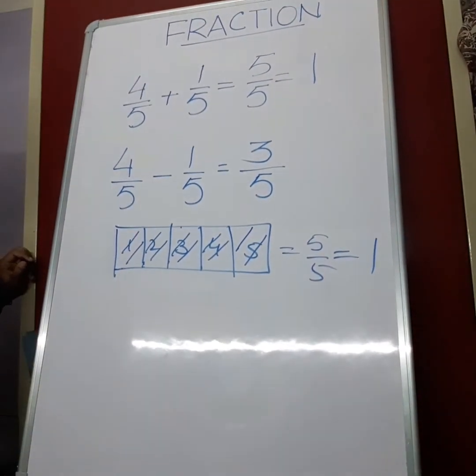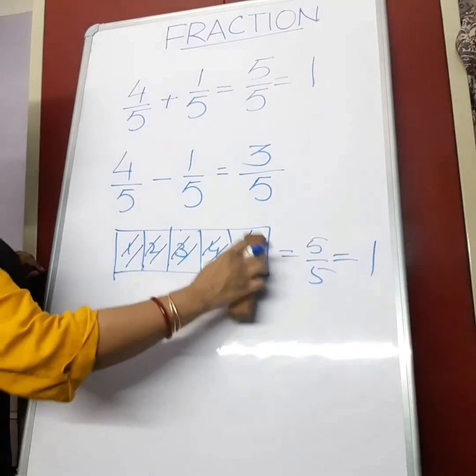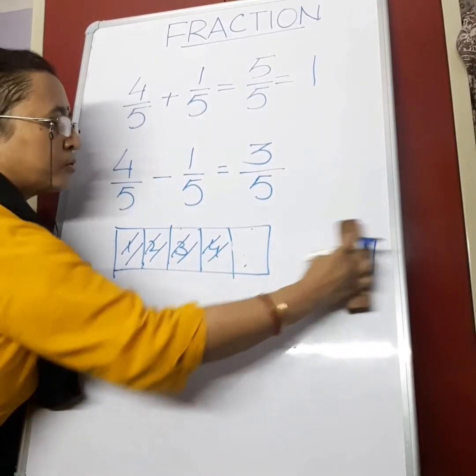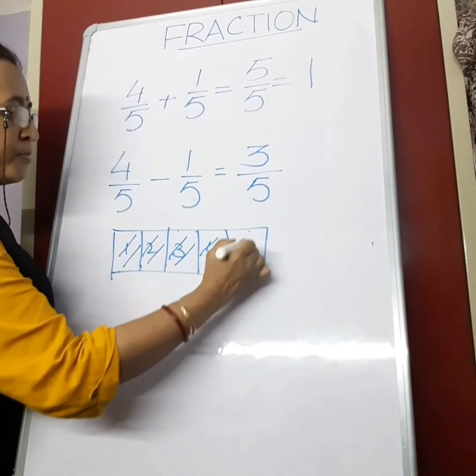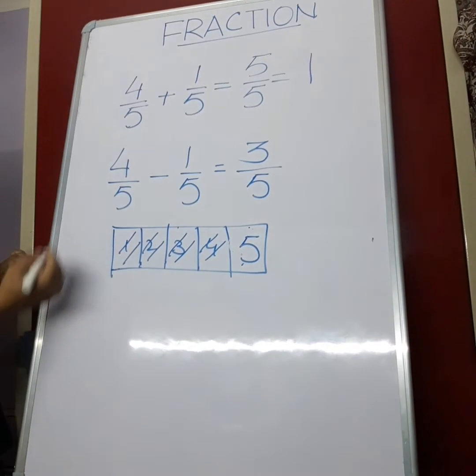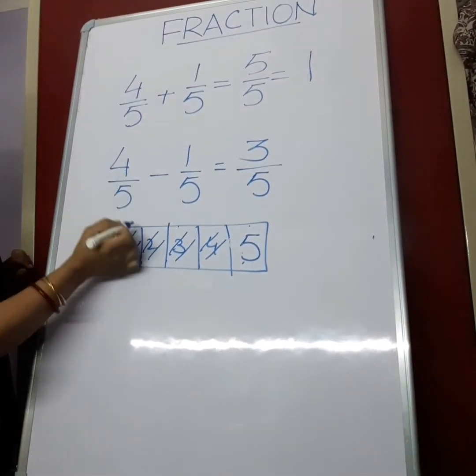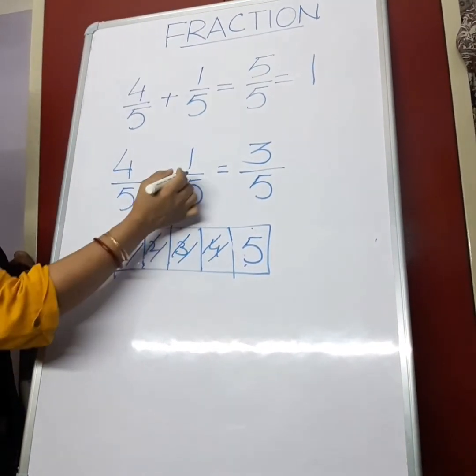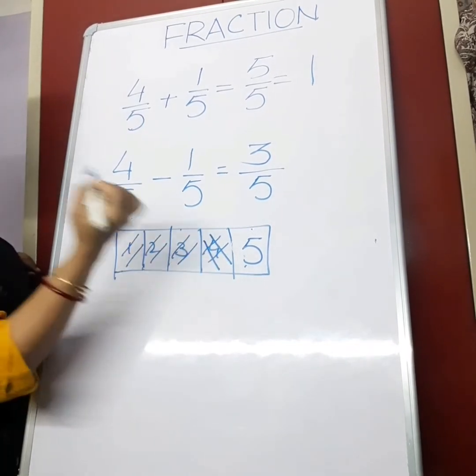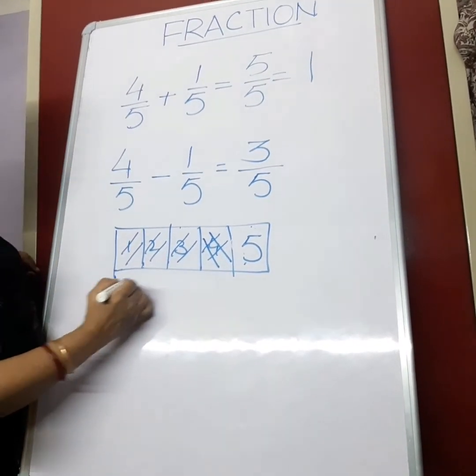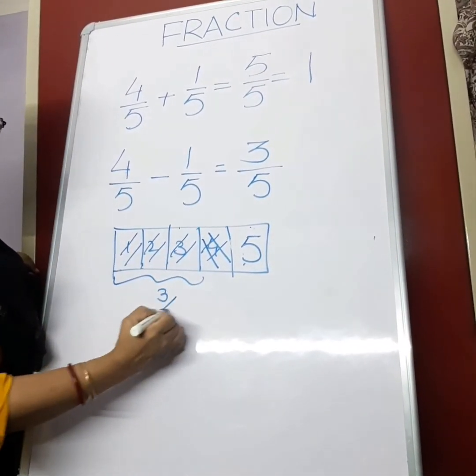And when we are subtracting, the same thing is divided into 5 parts. I have taken 4 out of 5 parts. And then I have eaten one part. 3 out of 5 is left.